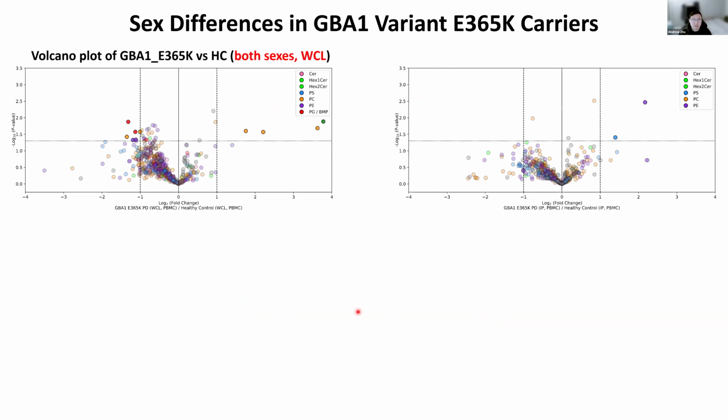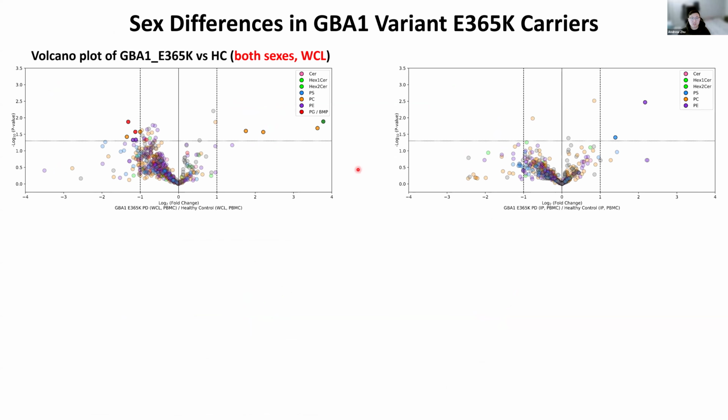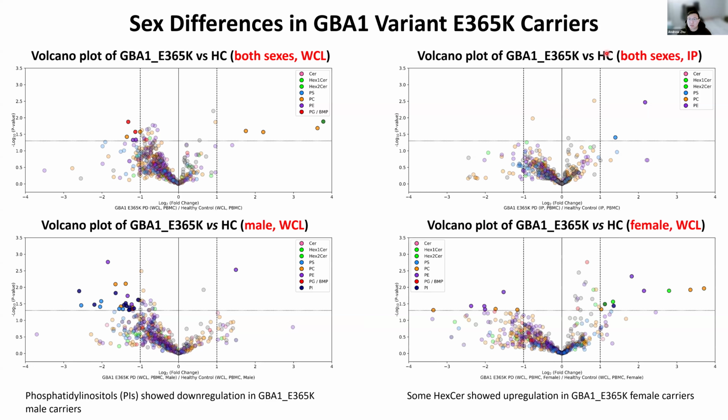We also investigated sex differences in GBA1 variants, for example in the E365K carriers. At the whole cell level, on the left, we investigated patients and healthy controls from both sexes, but we didn't see many significant lipids. On the right is the tagless lyso-IP data, also with the two sexes combined. We still don't see many significant lipid changes.